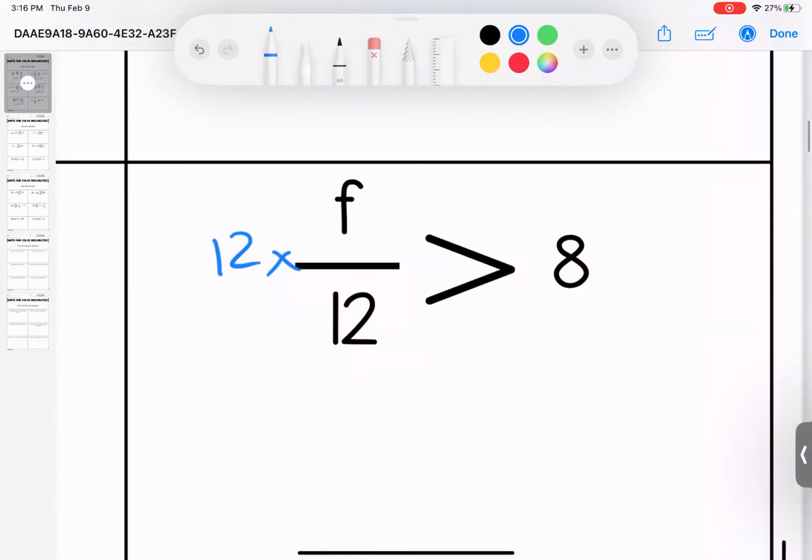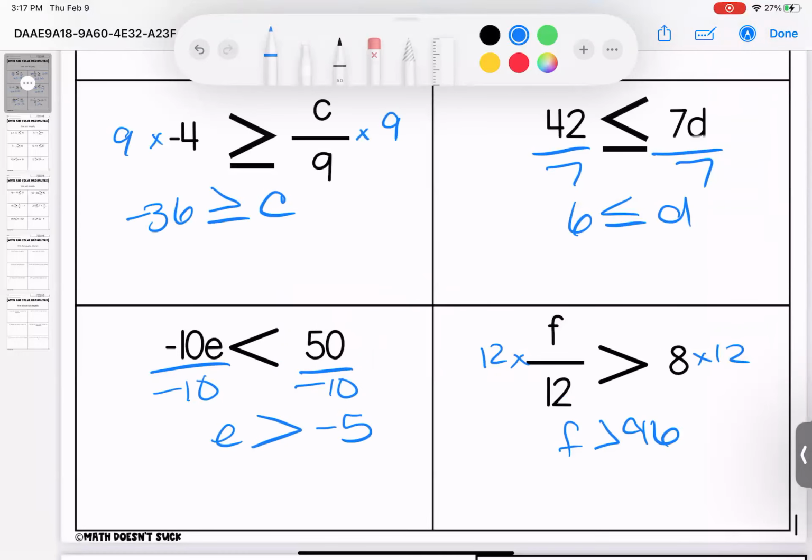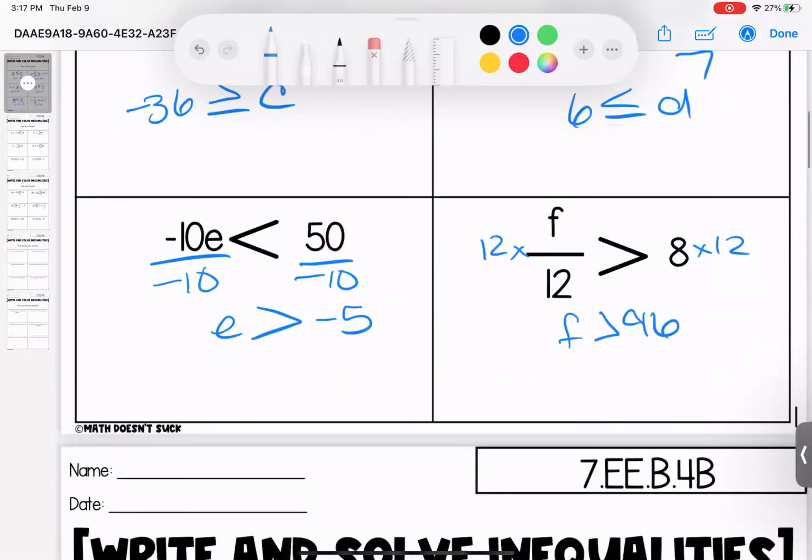I see a fraction. My inverse is to multiply. F is greater than 96. Any questions? Bring them with you to class.